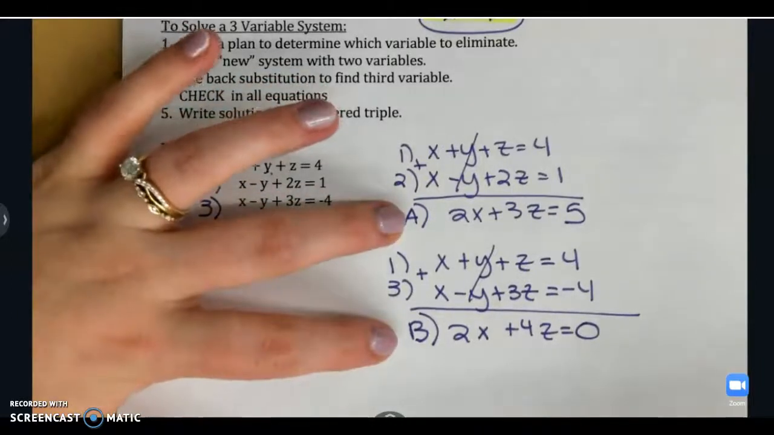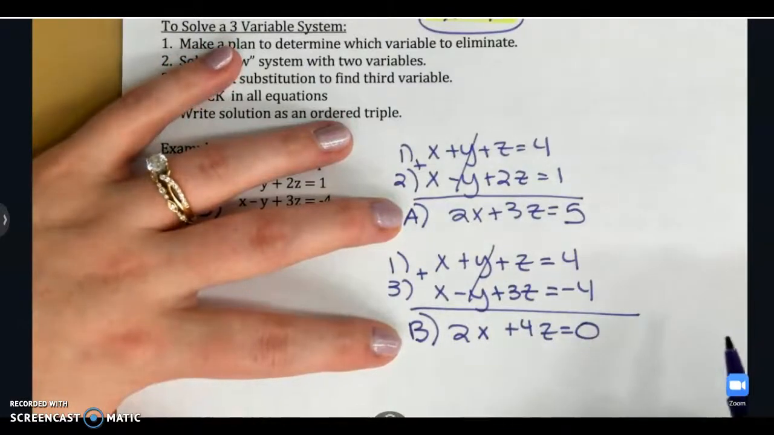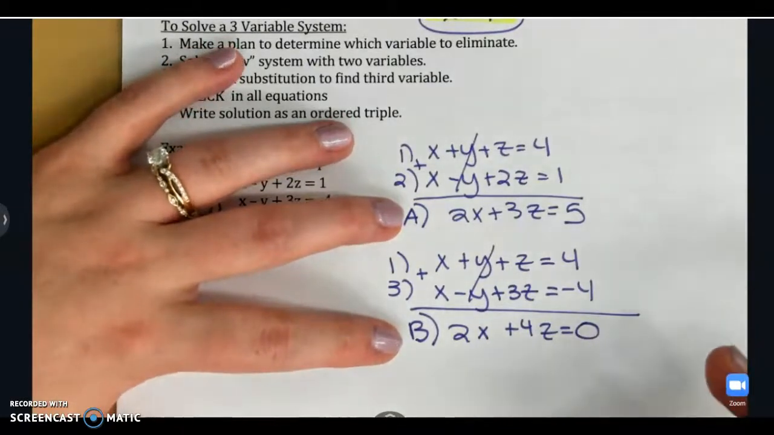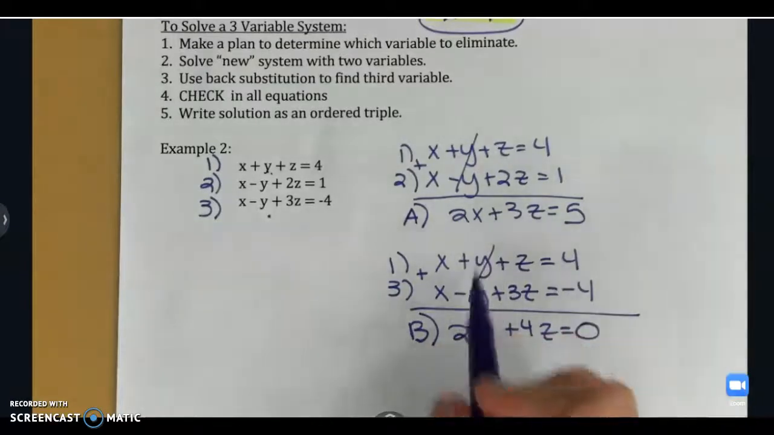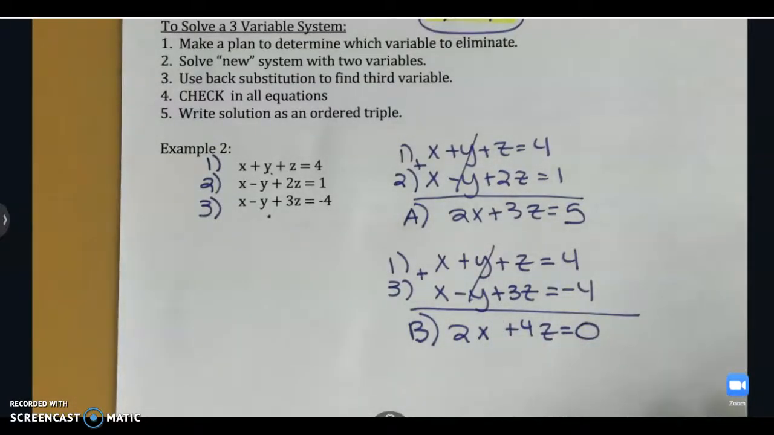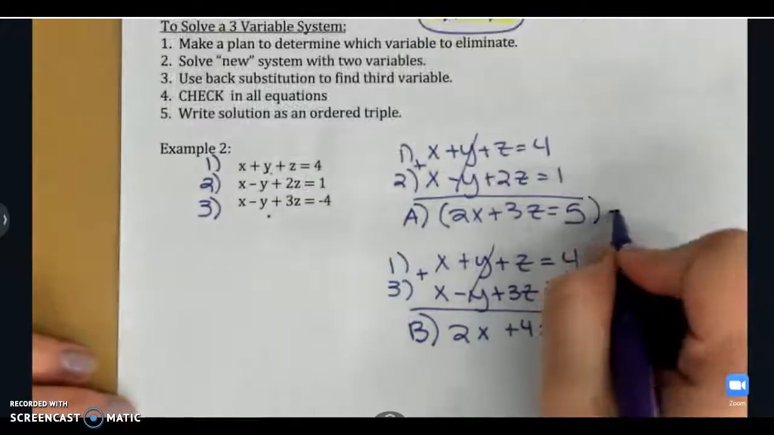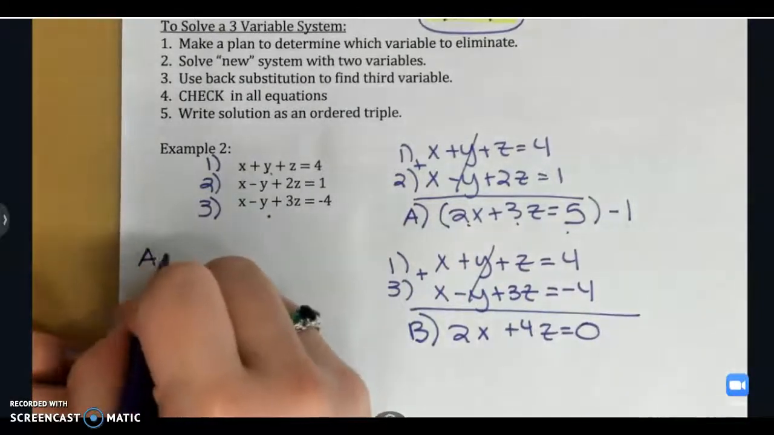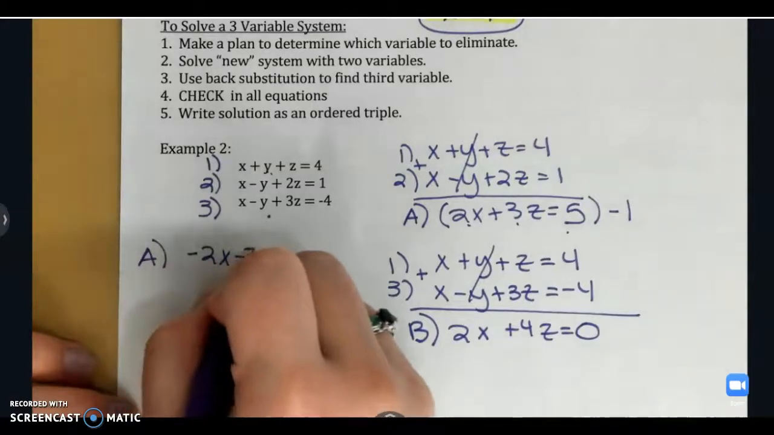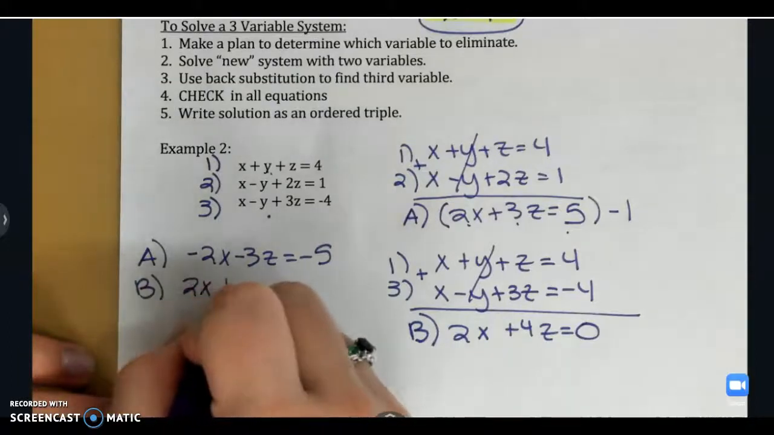So now equation A and B give me a two variable system with just my x's and my z's. So now that I'm down to two equations with two variables, we can choose to use either substitution or elimination to solve. So I've got 2x and 2x, so I'm going to choose elimination. I'm just going to multiply this A by -1, my A equation, so all three pieces, and that'll give me -2x minus 3z equals -5. And then my B equation I'm leaving the same.